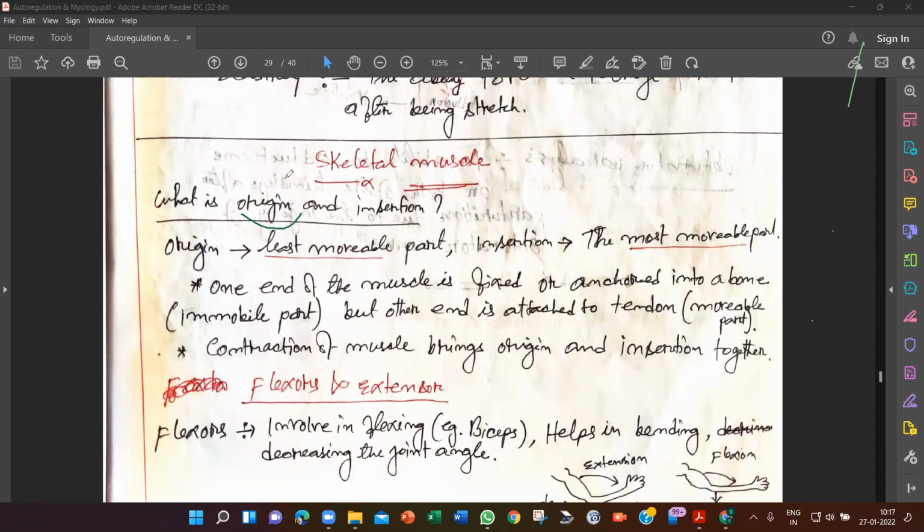So what are the origin and insertion of a muscle? The origin is the least movable part, and the insertion is the most movable part. We will see it in the diagram. One end of the muscle is anchored or fixed into a bone; that is the immovable part that cannot move. But the other end is attached to a tendon; that is the movable part. Contraction of the muscle brings the origin and insertion together.